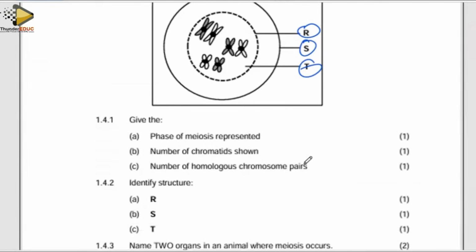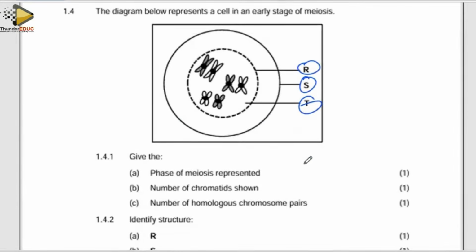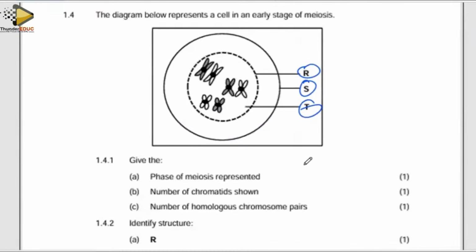Then they're asking the phase of meiosis represented. If you look at this, you see that crossing over is going to take place soon. So it means that this is prophase 1. Name the chromatid shown.